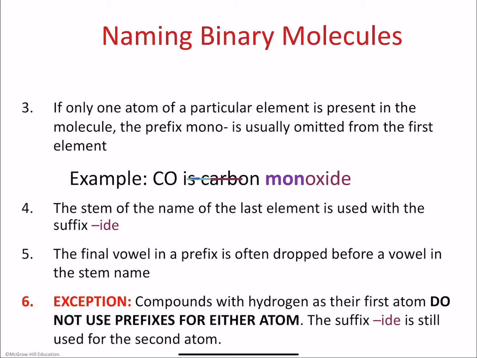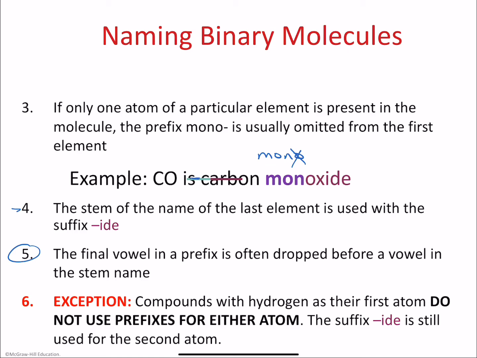And you probably noticed, if I skip right ahead to rule number 5, it says the final vowel in the prefix is dropped before a vowel in the stem name. In this example it would be mono, right? So instead of monooxide, it becomes monoxide. If I go back to number 4, it says the stem of the name of the last element is used with the suffix "ide." So of course, oxide, fluoride, bromide, etc.